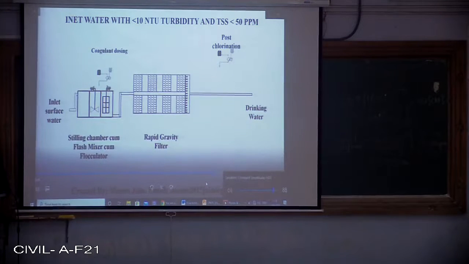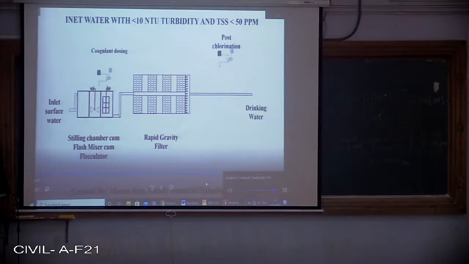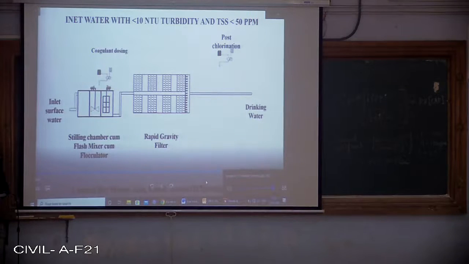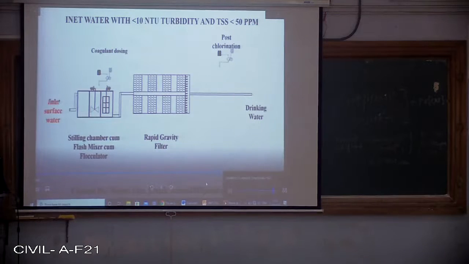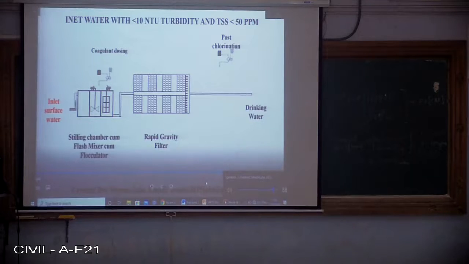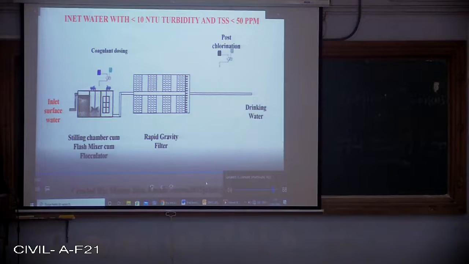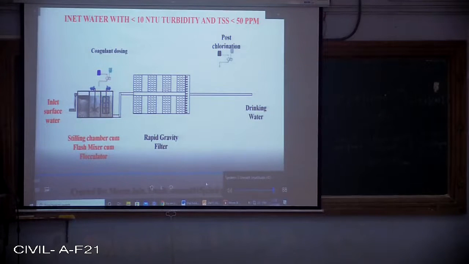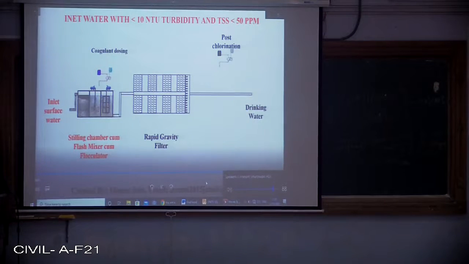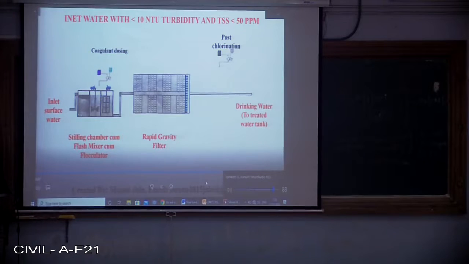Now comes the next case. Sometimes unconventional flow sheets may be adopted for water of low turbidity, below 10 to 15 NTU, and containing a low concentration of suspended matter, less than 50 ppm. Thus, for this scheme, inlet water flows to a stilling chamber cum flash mixer cum flocculation unit with rapid and slow mixing devices, where fine suspended solid particles will convert into bigger size flocs and these flocs will be separated in the rapid gravity filter. Then the clear water free from TSS will be collected from the launder of the filtration unit and flows to the treated water tank through the disinfection unit.